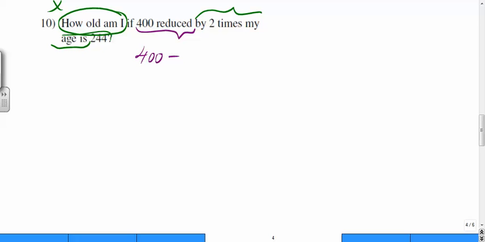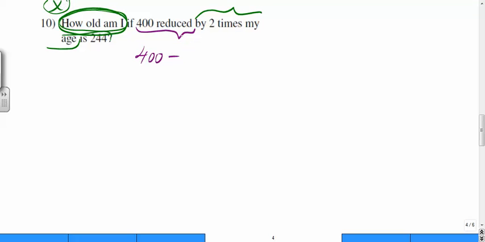And actually, I'm still going too far. 2 times my age, I should stop right there. Reduced by 2 times my age. Well, my age is what? How old am I? My age will be X.